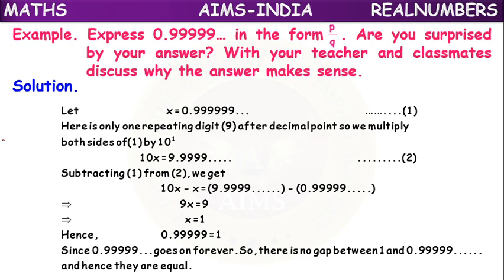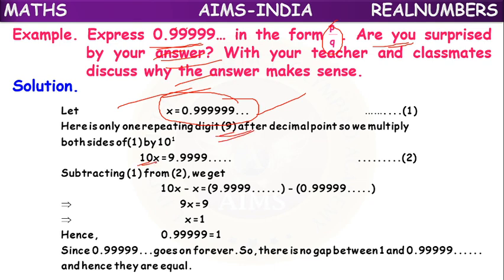Okay, children. Let's see one more question. Express 0.999999 and so on in the form of P by Q. You will be surprised with your answer here. Why? Because the x value is 0.99999, like that they have given. Here only one repeating digit is there, 9.